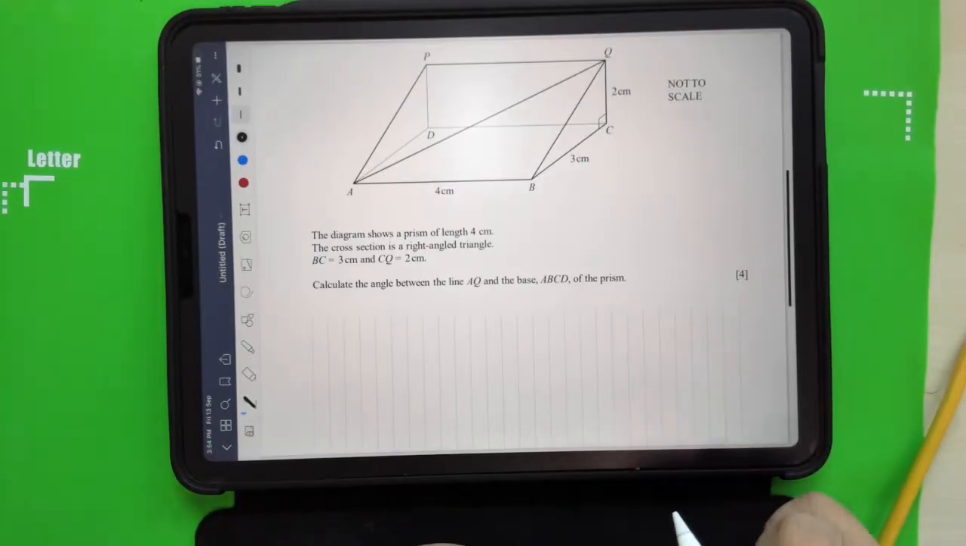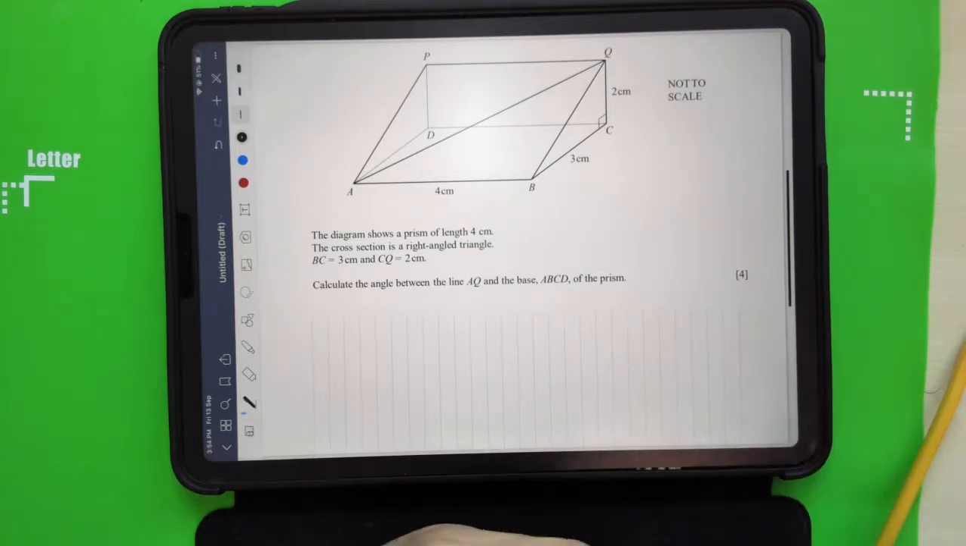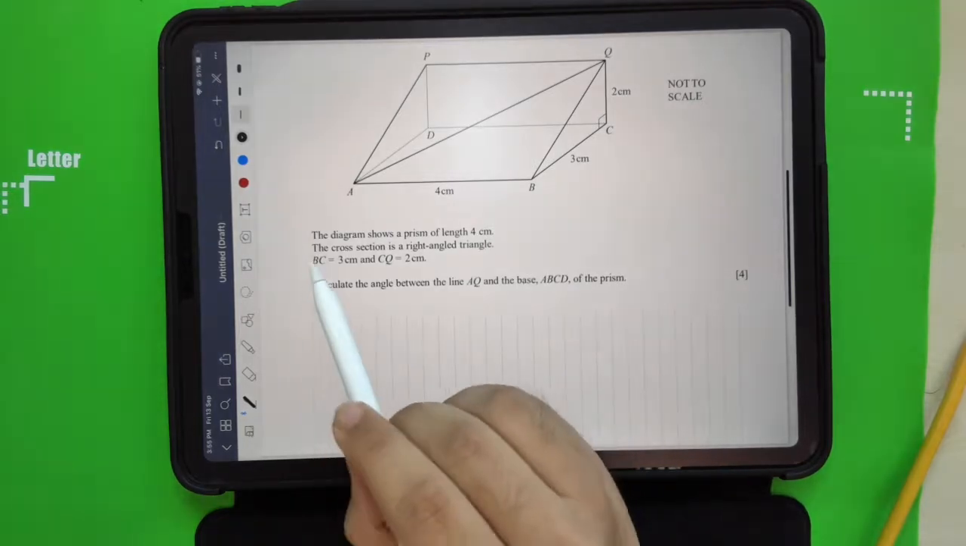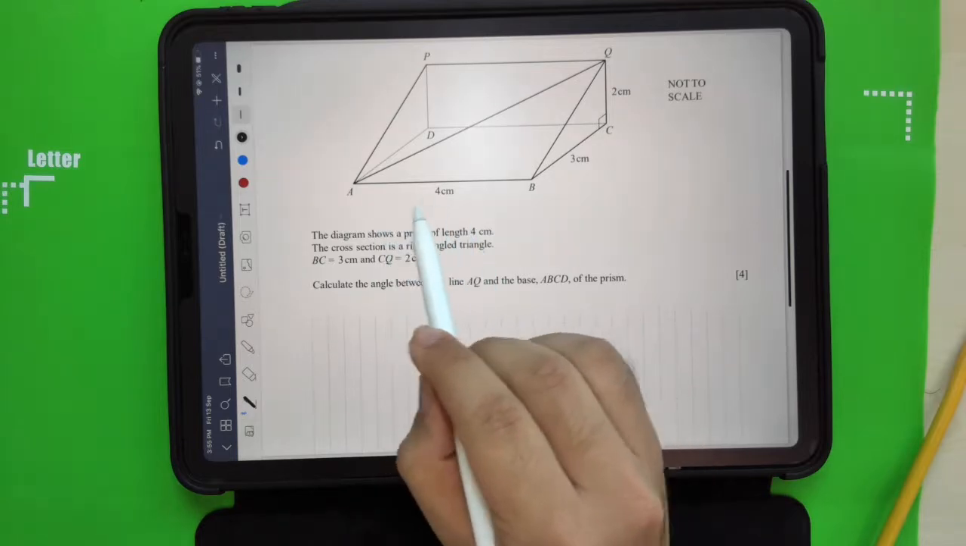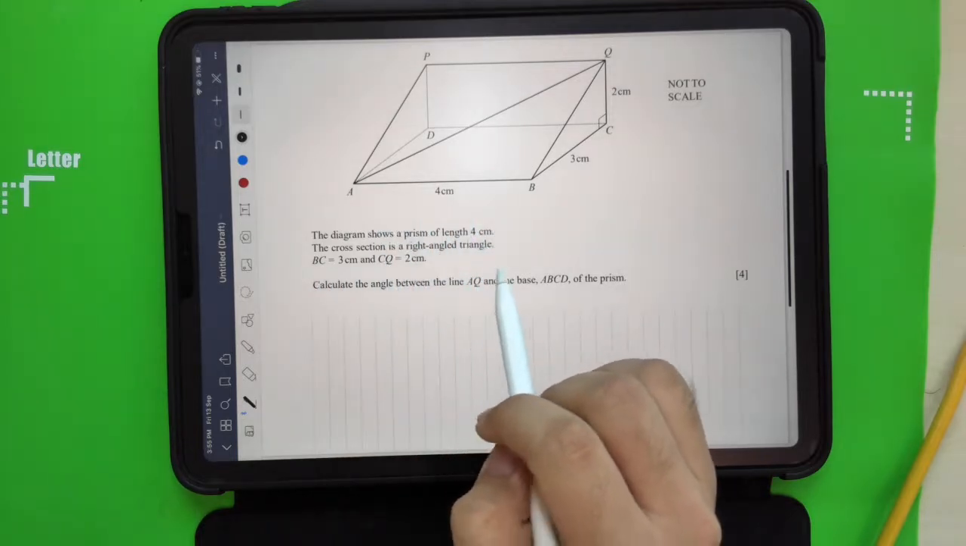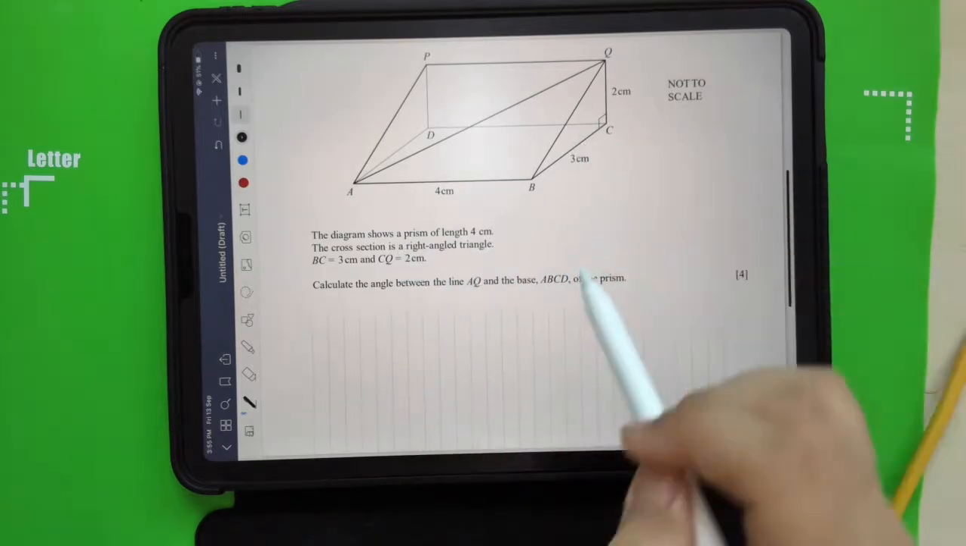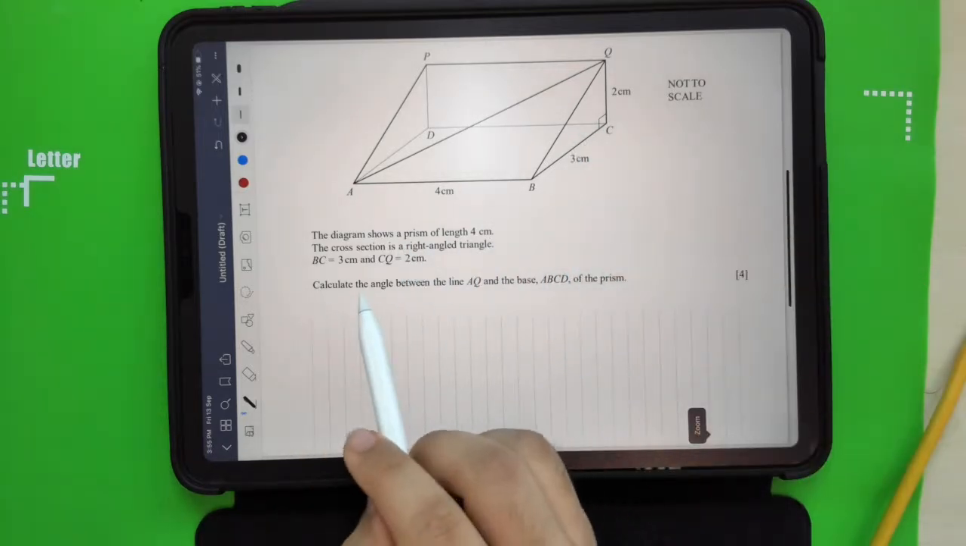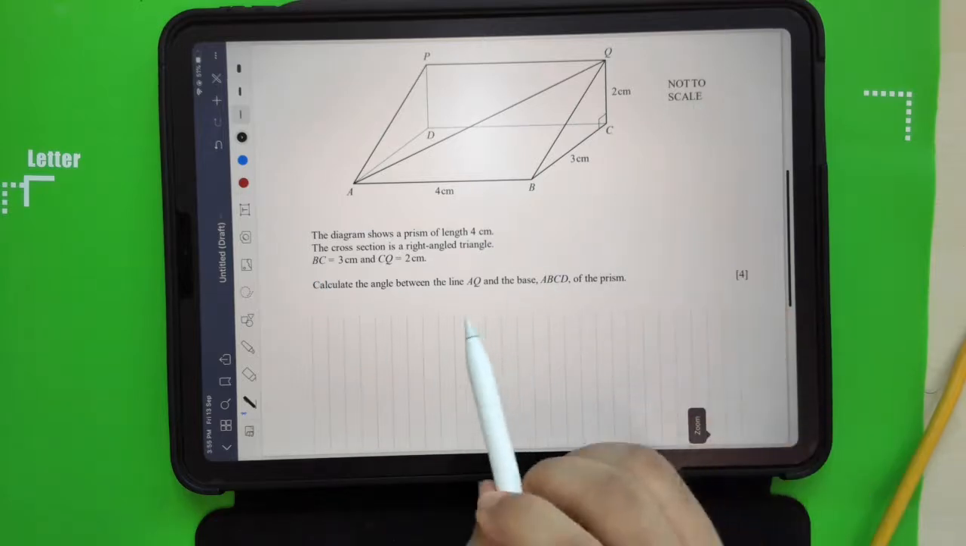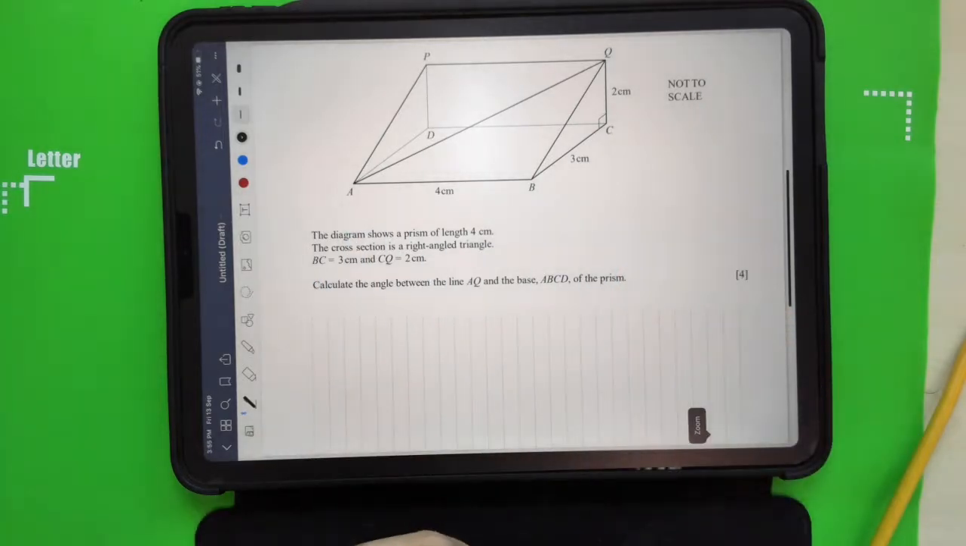And this is the final question we'll be attempting for today. This is a bit more of a tricky type of question because it's 3D and it requires quite a lot of complex thinking processes involved. But let's jump right away. The diagram shows a prism of length 4 cm. The cross-section is a right-angled triangle. BC equals 3 cm and CQ equals 2 cm. They want us to calculate the angle between the line AQ and the base ABCD of the prism.